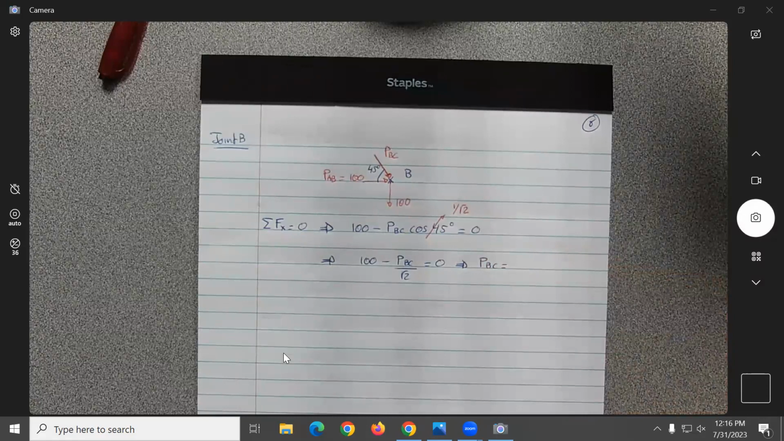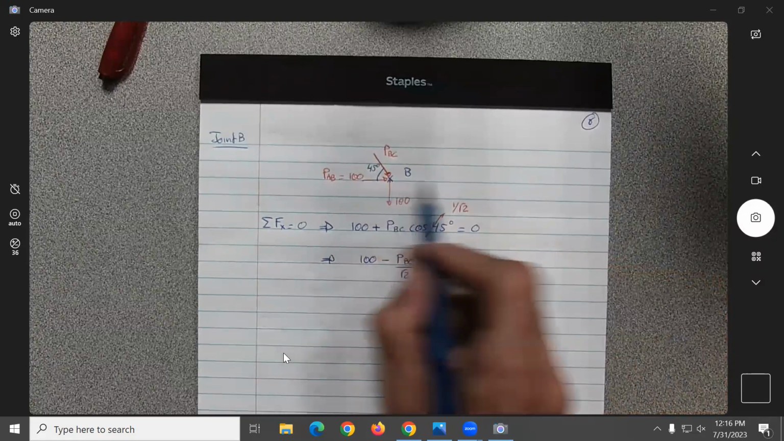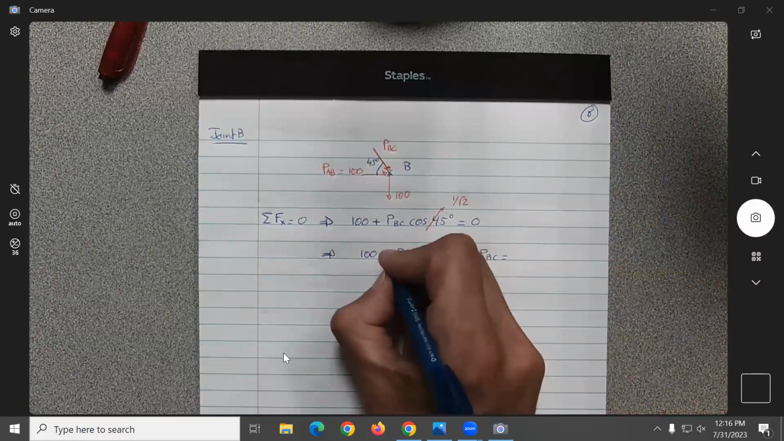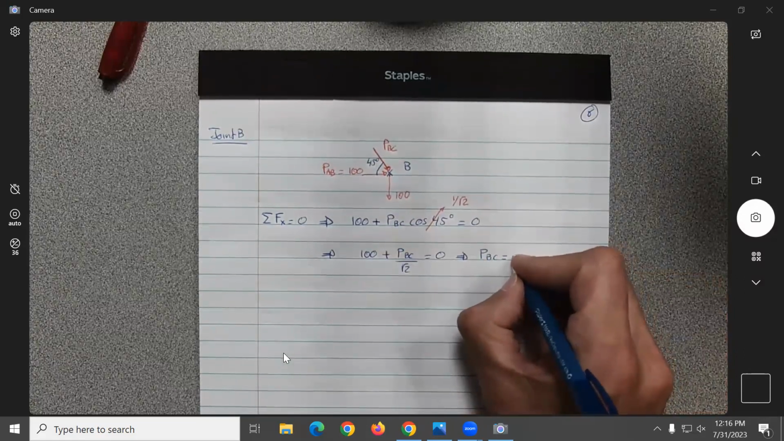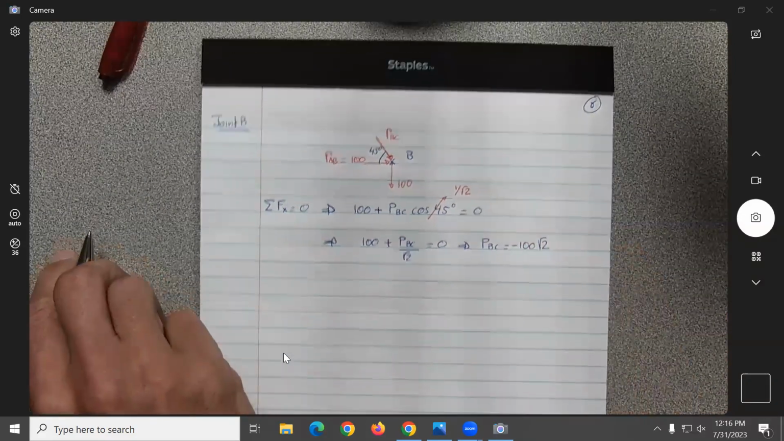wait, what did I do here? So I did a mistake. This should be a plus here. It's positive and positive. So PBC equal to minus 100 square root of 2.